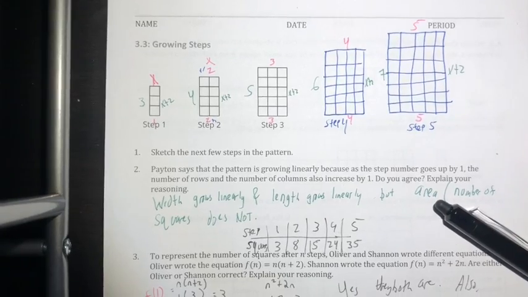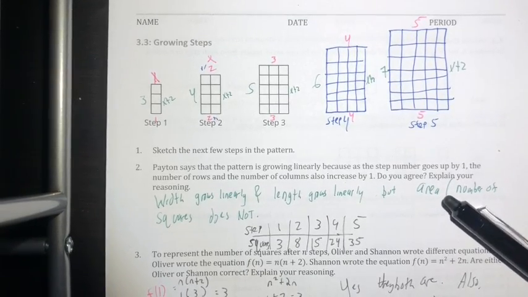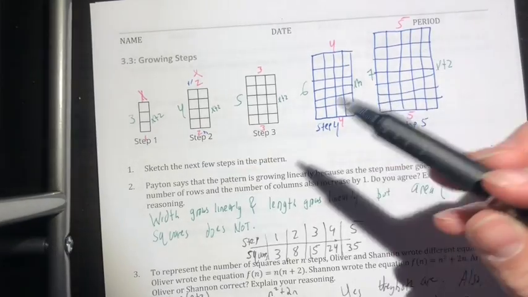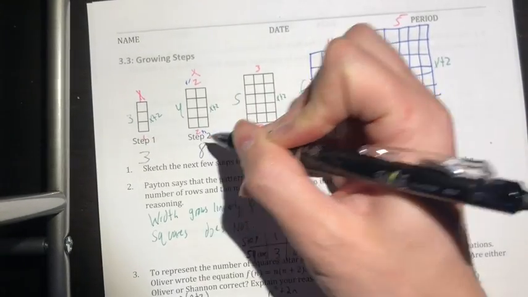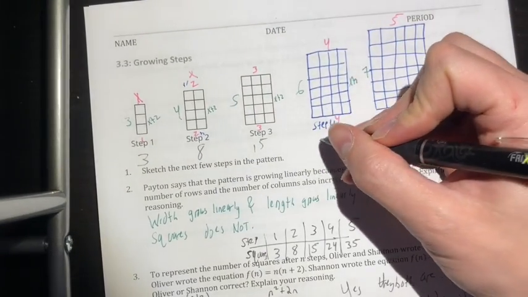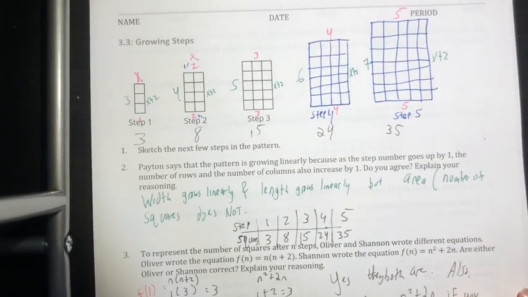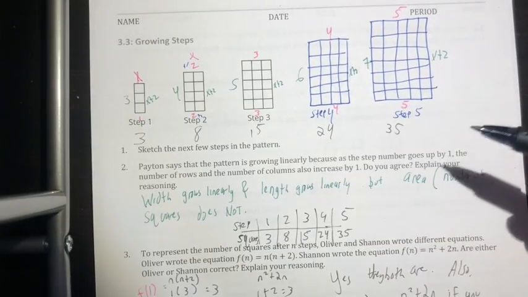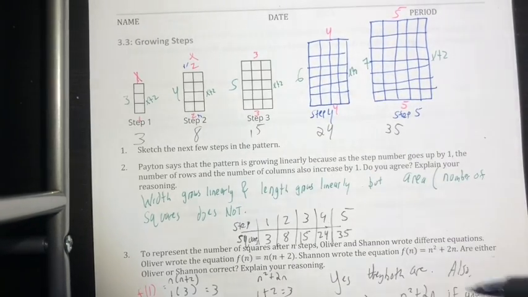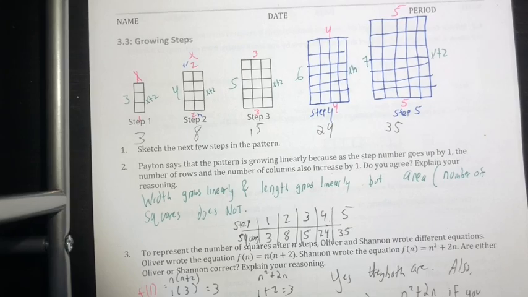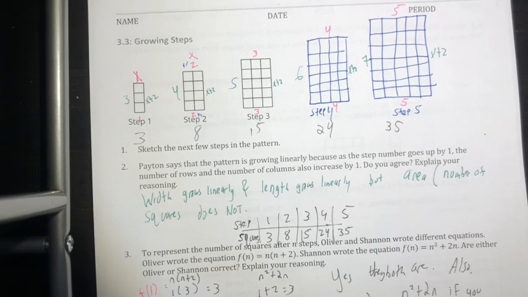So here's the shapes. You just count the boxes, and you realize you have 3, 8, 15, 24, and 35 boxes. So Peyton was incorrect. Width grows linearly and length grows linearly, but if you combine those two, you realize that area does not grow linearly. Area actually grows quadratically.